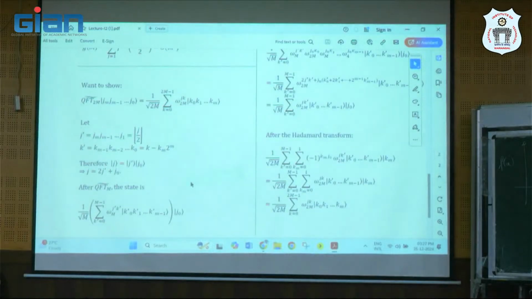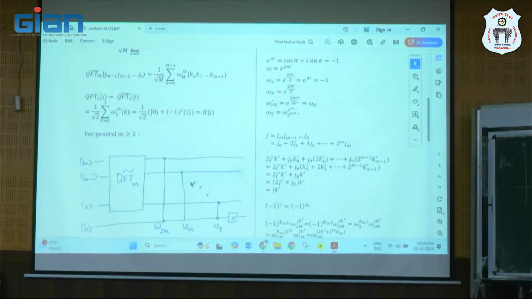Okay. Now, once we have done the first box there, QFT tilde m, correct? The first box, which is this. Let us see what we are getting here first, after we have done this box.